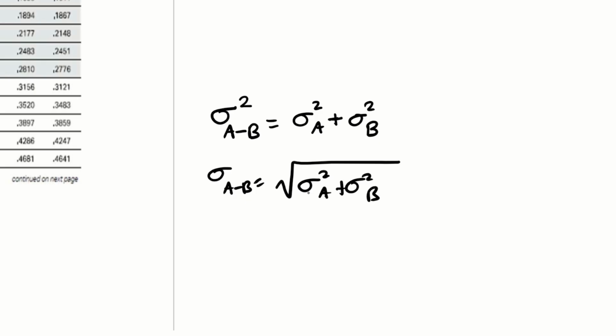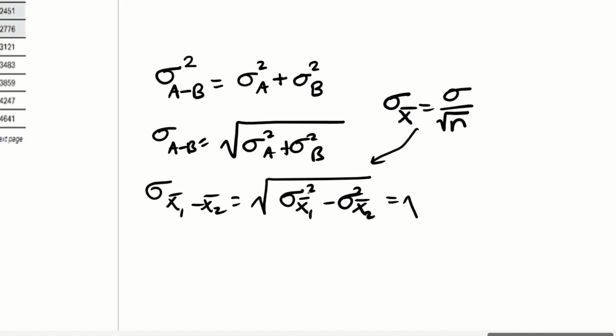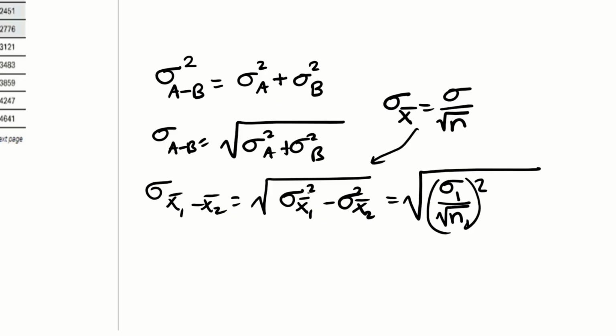Okay? Now in the case of x bar 1 minus x bar 2, we know we can use this formula, and we have sigma squared x bar 1 minus sigma squared x bar 2. But remember that sigma x bar is sigma over square root of n, right? And so we're going to need to plug that in. So if we do that, we get square root, and then this gets replaced with sigma 1 over square root of n1. But then it's squared, right? Because it's a variance. Minus, and then this is going to be just the 2 version. Sigma 2 over square root of n2 squared.